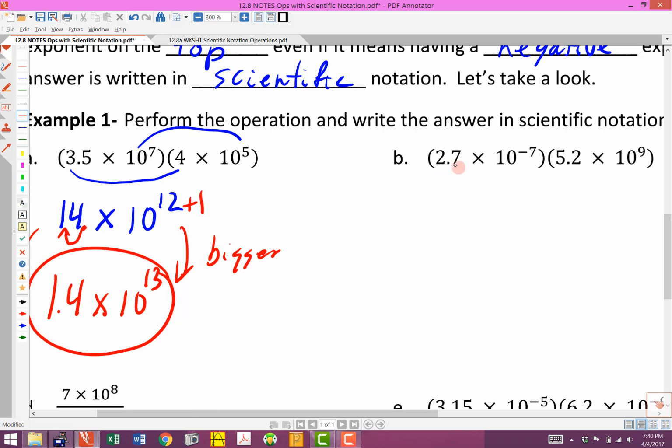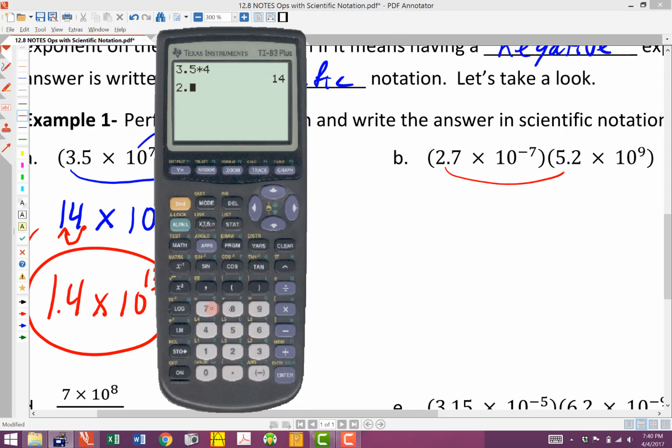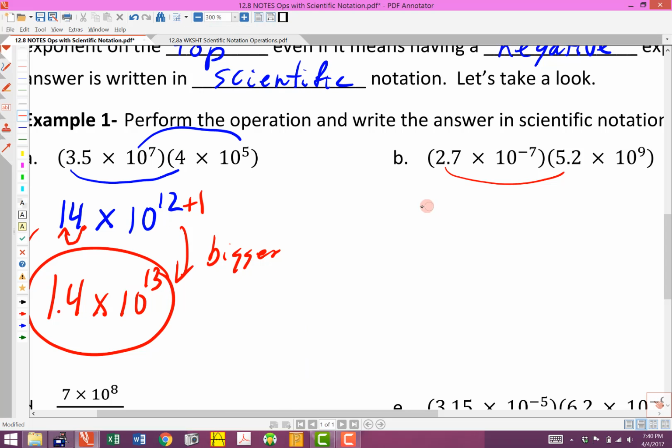So let's take a look here. We've got the 2.7 times the 5.2. So let's grab a calculator and figure out what that is. 2.7 times 5.2, we end up with 14.04. So I'm going to write 14.04 here.